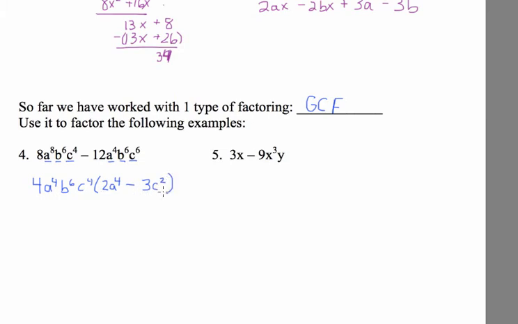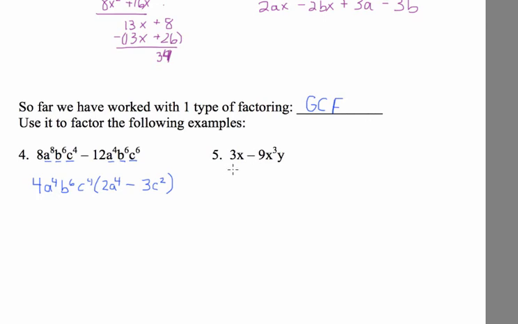And then always check your parenthesis for another factor that you may have missed. But those two are relatively prime, so I'm done. That's my answer. Again, how would I check this? When I factor, I am just unmultiplying or dividing. So to check this, I would just distribute, multiply, and I should come up with that answer again.